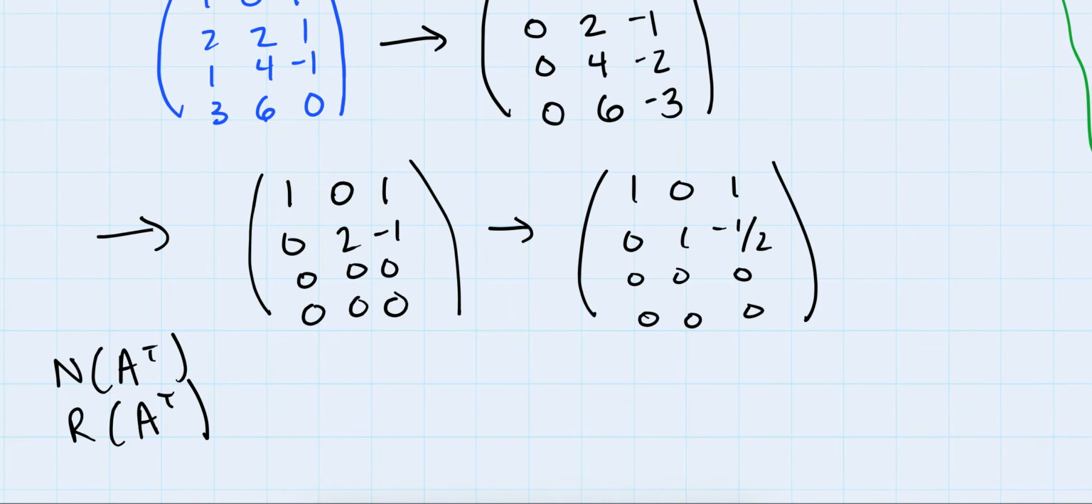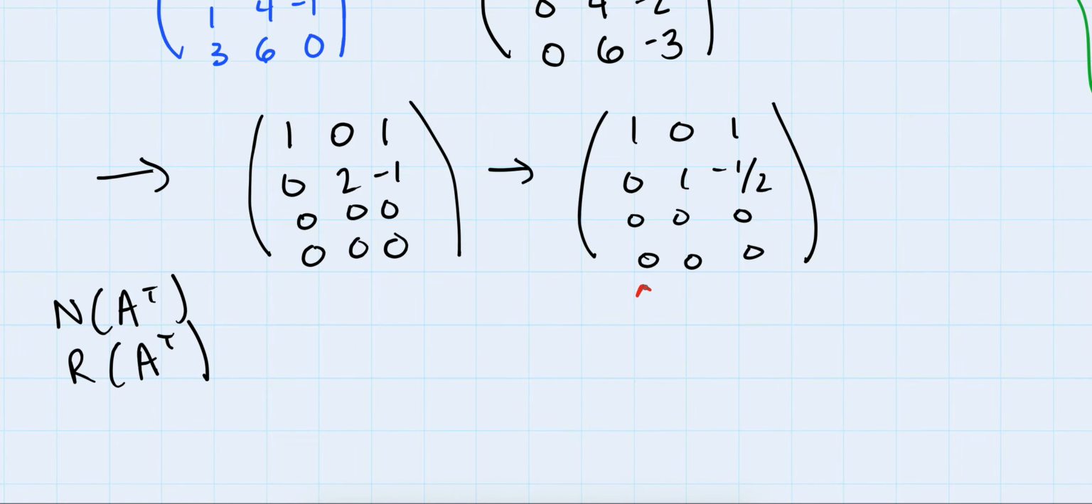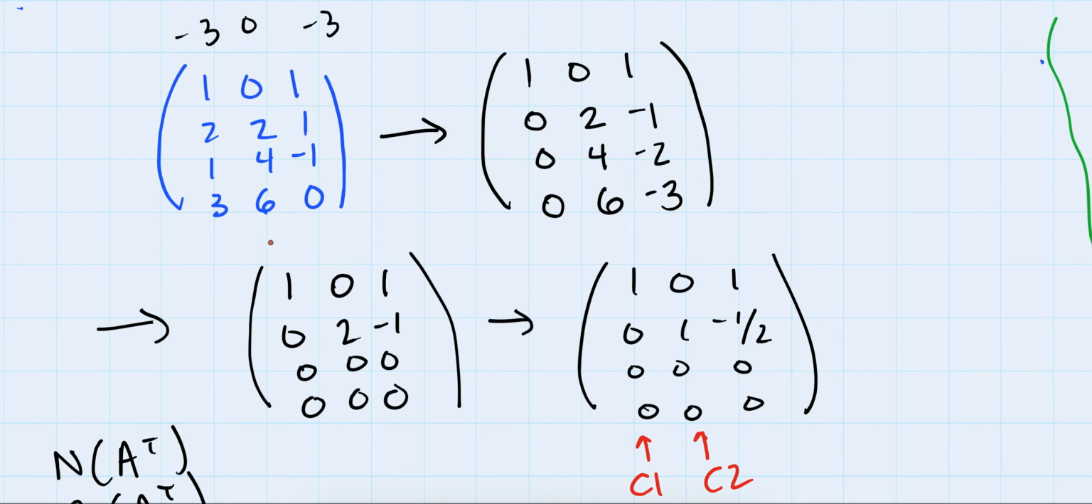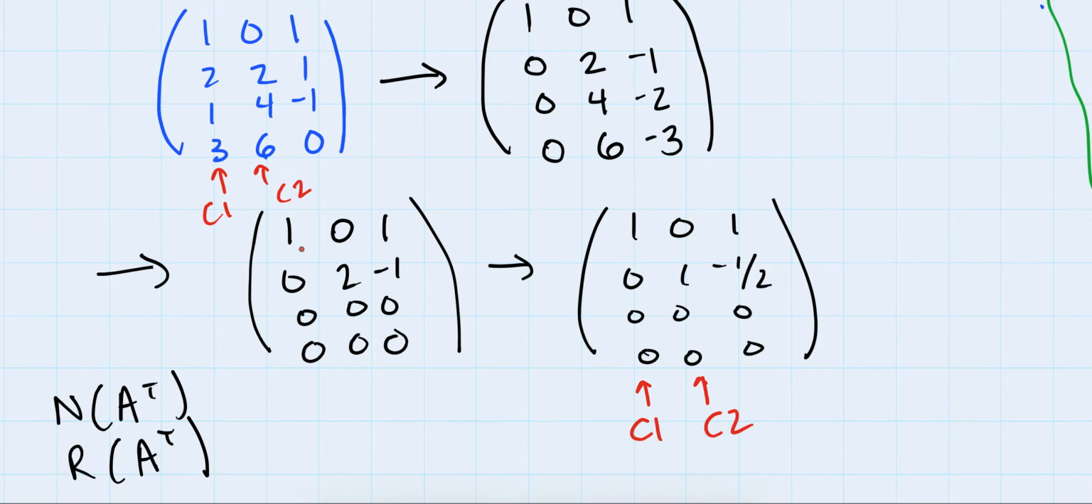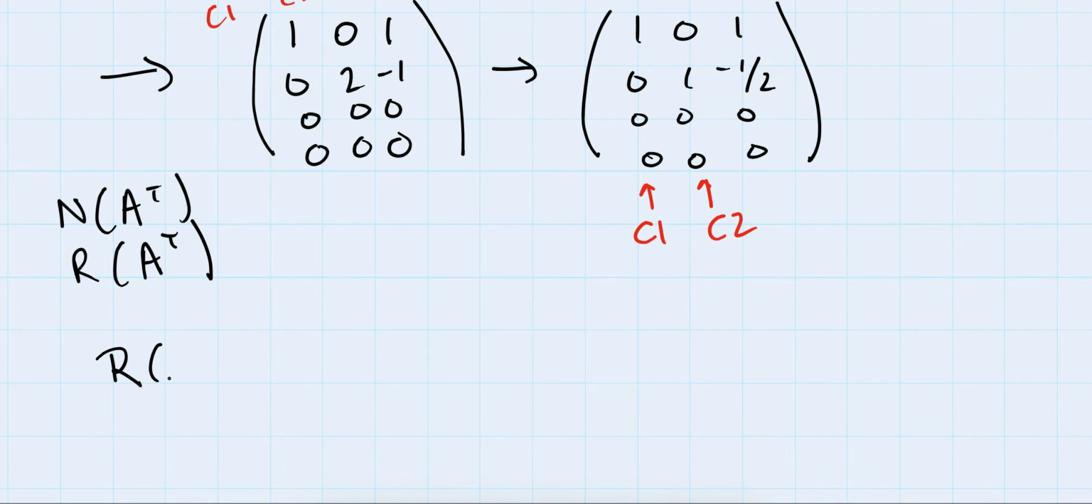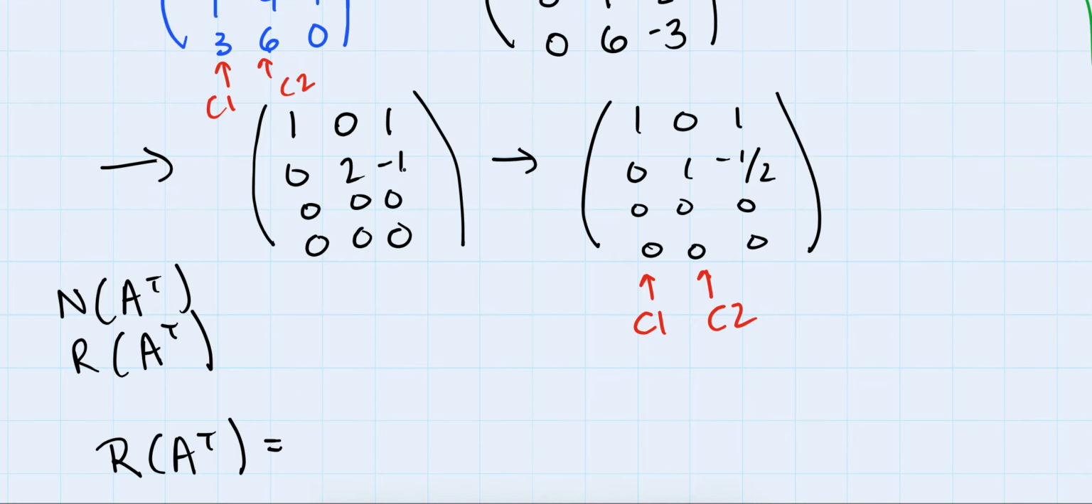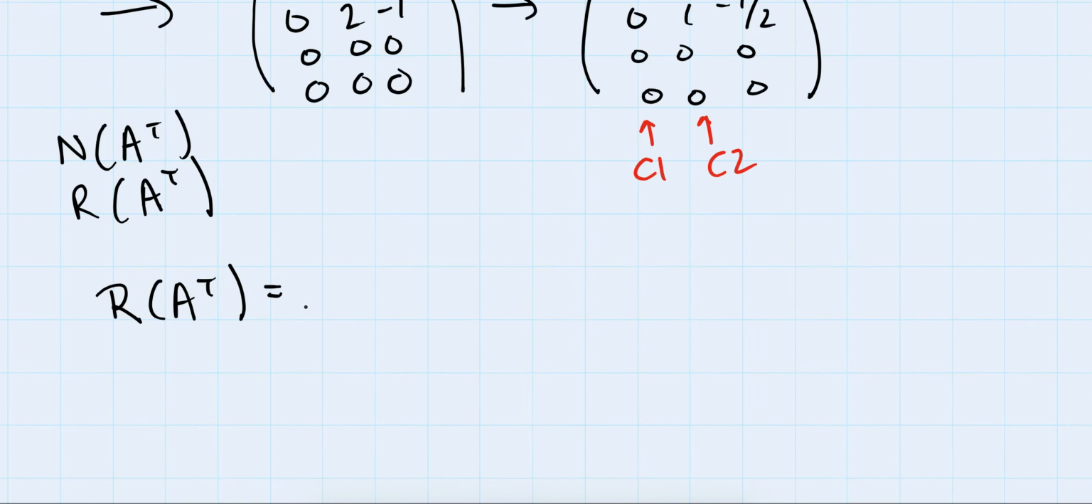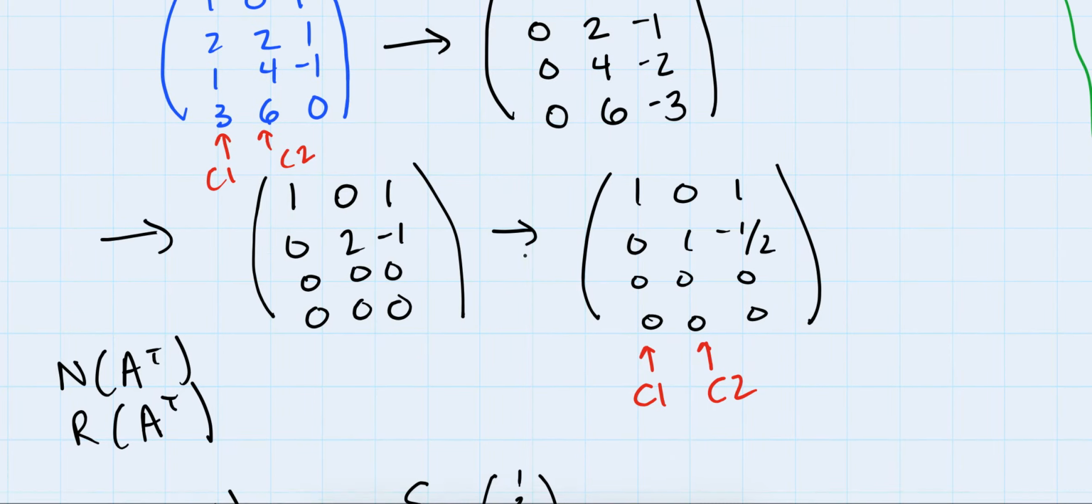Actually, the range is the easiest thing because we look and see where the pivots are. Here's a pivot, here's a pivot. This is column 1, column 2. So we look at our original matrix, column 1, column 2, and that is the basis for the range, because the range is the column space. So let's write that down. The range of the transpose is 1, 2, 1, 3. Zero, 2, 4, 6.